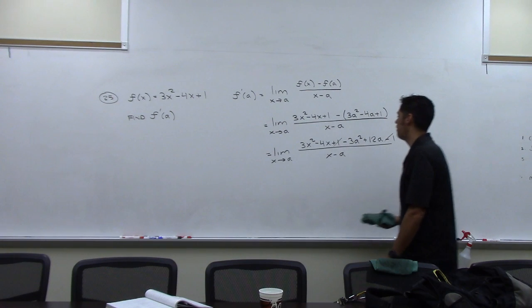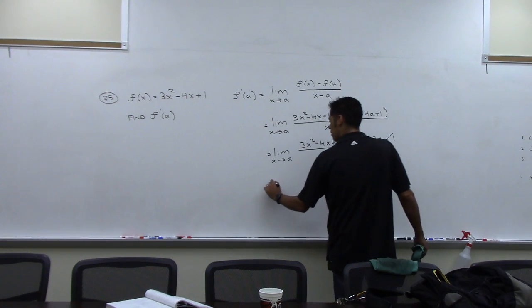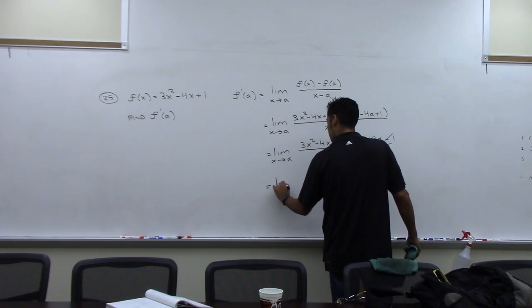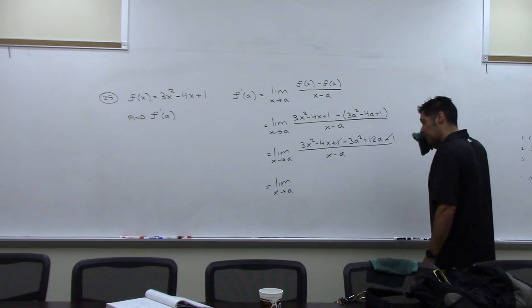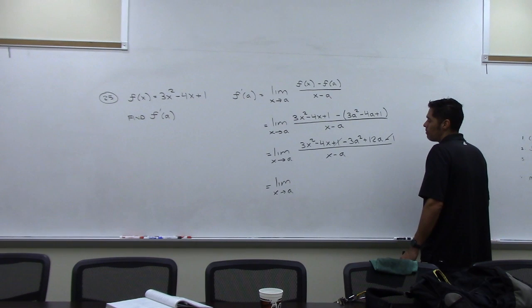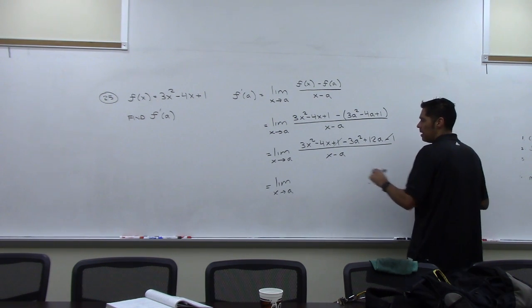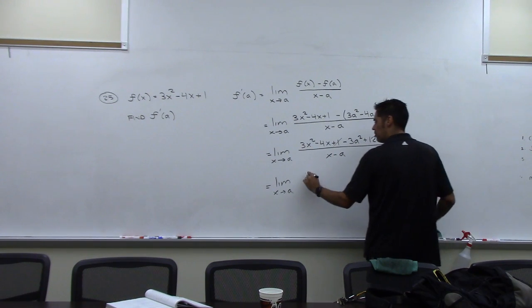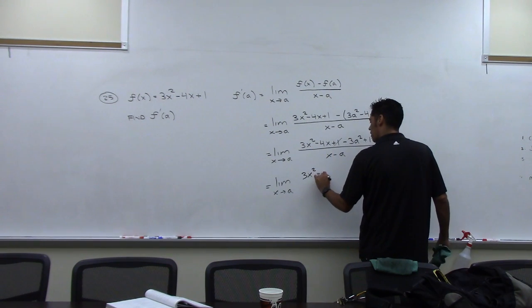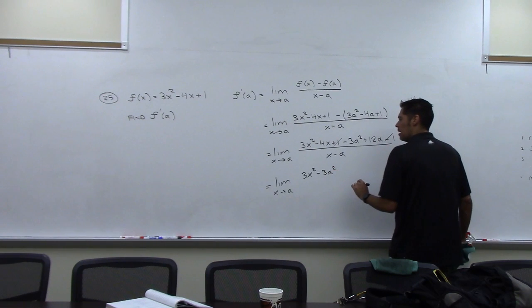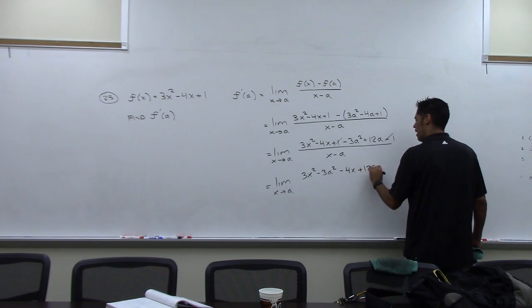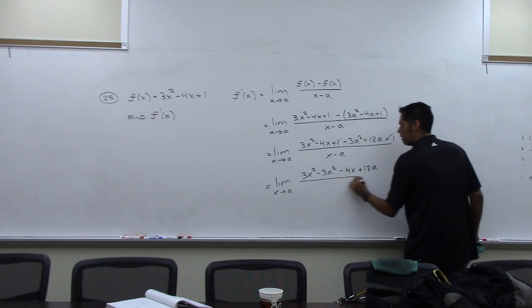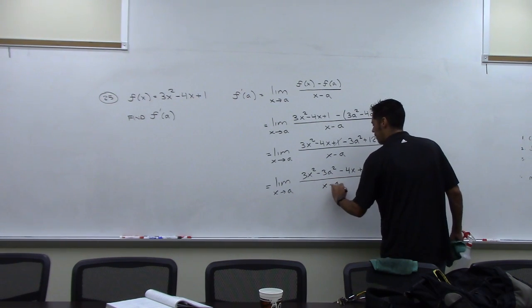So let me try this. Limit x approaches a. Yeah, this is going to be a little messy. I need an x minus a to cancel, so let me get this x squared and a squared next to each other. 3x squared minus 3a squared. And then I still have minus 4x plus 12a all over x minus a.